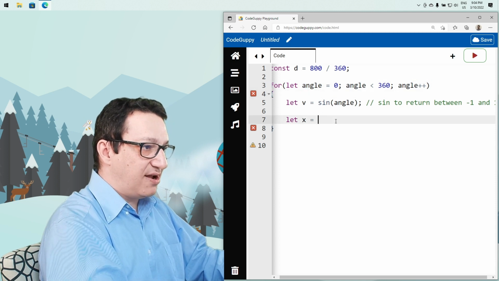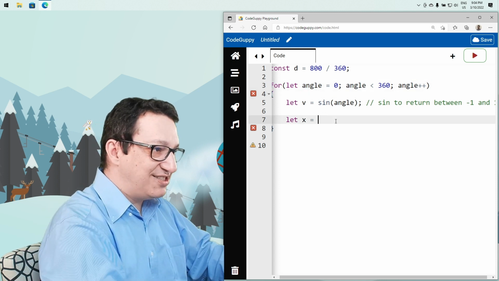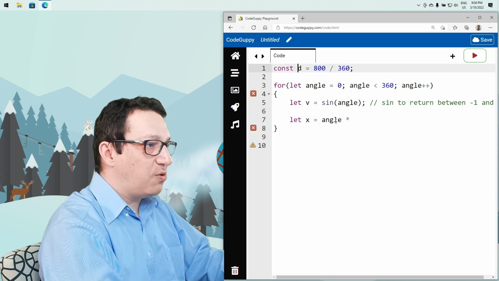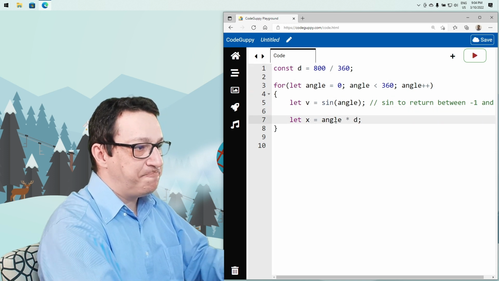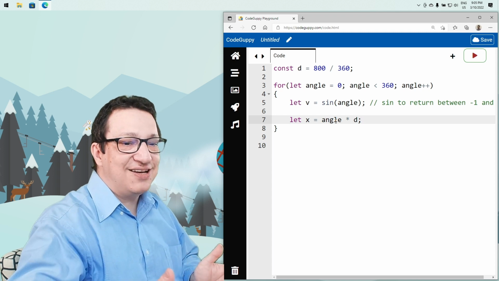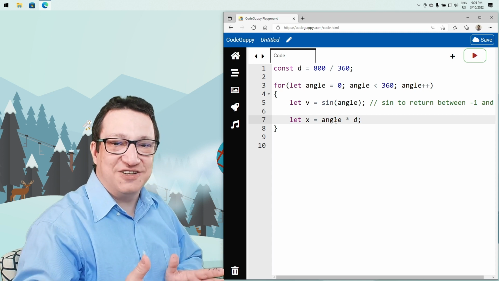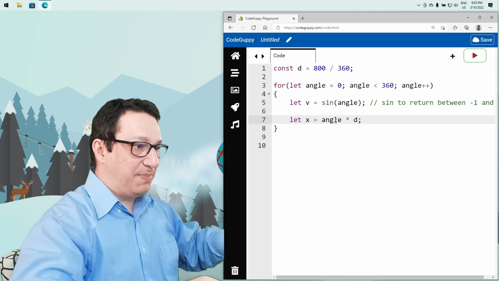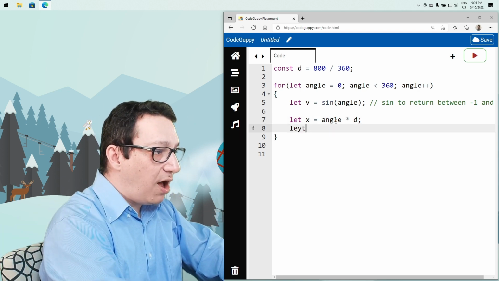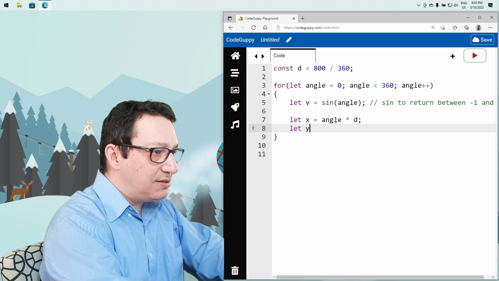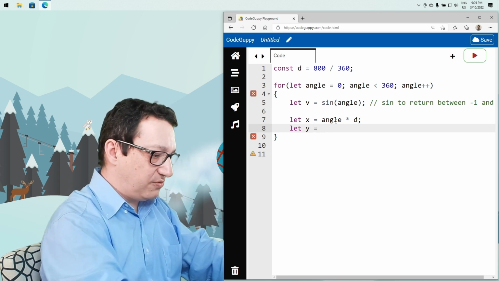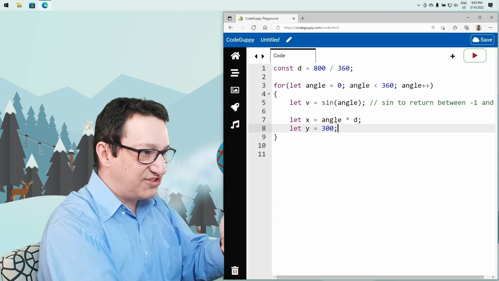And the x for the lines is pretty easily calculated. It's based on the angle, right? So it goes from 0 to 360. So it's the angle multiplied by this constant that we named here d, right? It's exactly like with the other things that we placed on the horizontal or vertical before. So we just space them apart. And the y can start in the middle of the screen because we want to go up and down. So y is just a constant, 300, right?